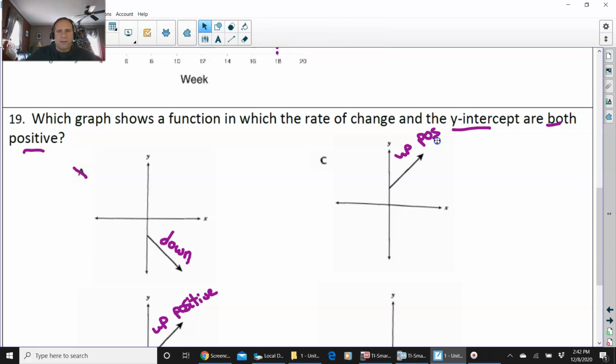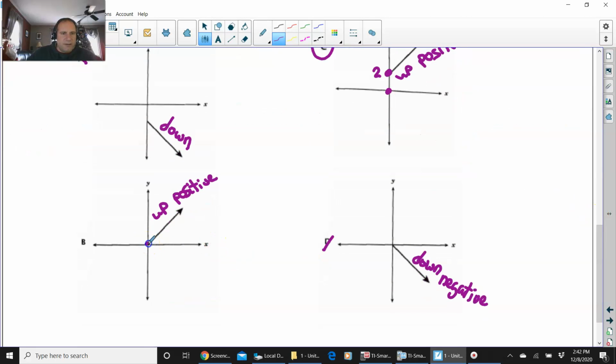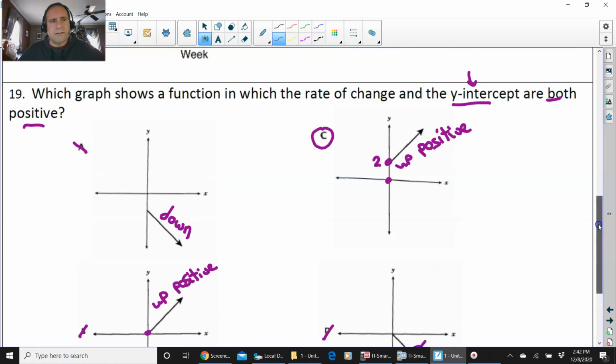All right? So we know that this is up and this is positive. But it says that the y-intercept has to be positive. This is 0, 0. This is kind of like 2. That's positive. This is C is your answer. This is 0, 0. So that's not positive, or 0 is not positive or negative. This is out. C is your answer to number 19.